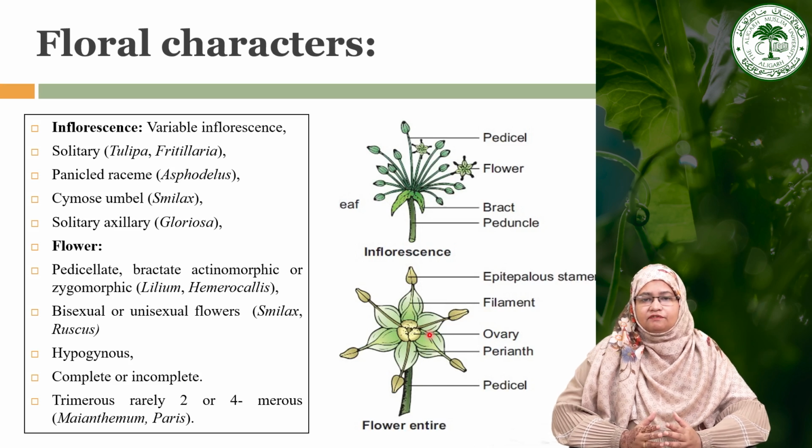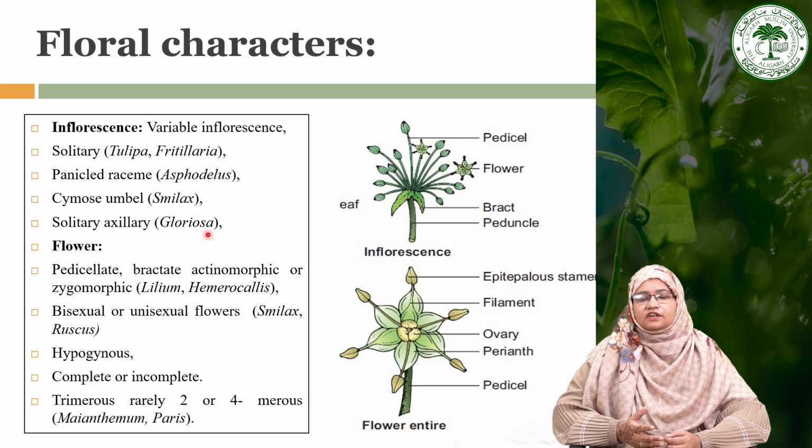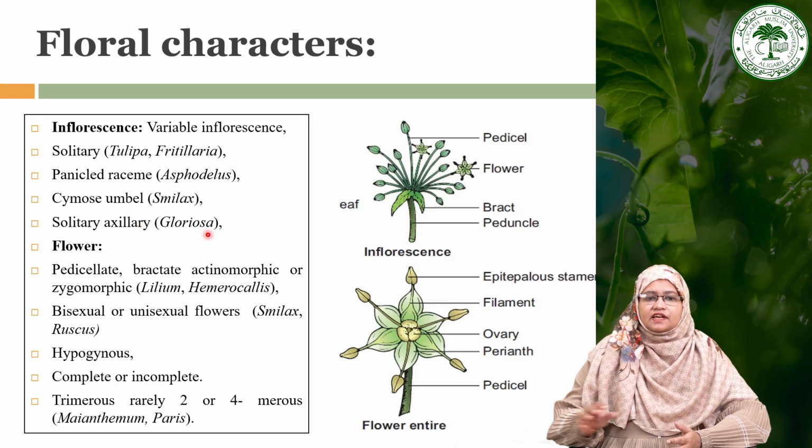Now, moving towards the floral character of the family Liliaceae, starting from the inflorescence. Inflorescence is also quite variable. This particular family has a solitary flower, as in Tulipa and Fritillaria, panicle raceme in case of Asphodelus, cymose umbel in case of Smilax, and solitary axillary in case of Gloriosa. So, they show quite a variation in inflorescence, as we can see here.